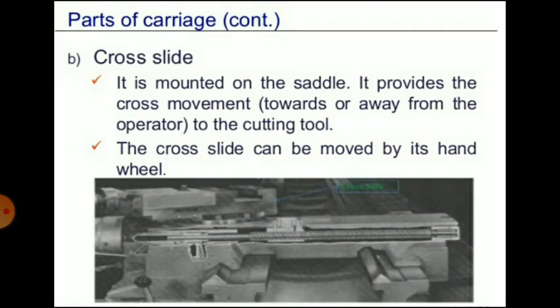Then cross slide. Transverse or cross movement is obtained with the help of the cross slide. It is mounted on a saddle. It provides cutting tool motion perpendicular to the lathe axis. The cross feed movement may be controlled manually with the help of the cross slide handle or by power feed.